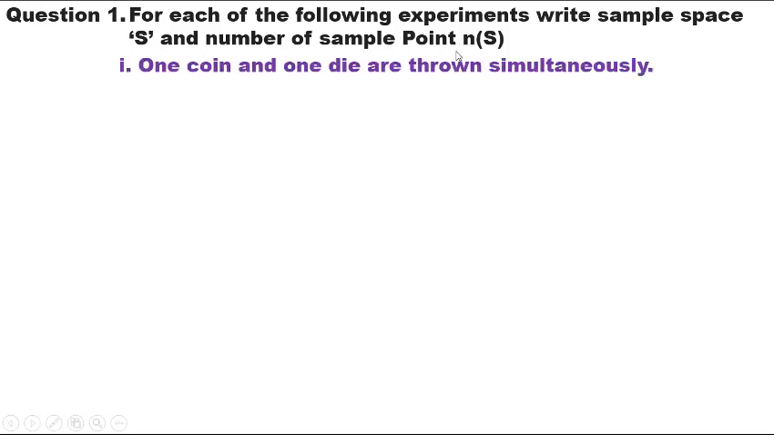Question first, for each of the experiments write the sample space S and the number of sample points n(S) of S. One coin and one die are thrown simultaneously.